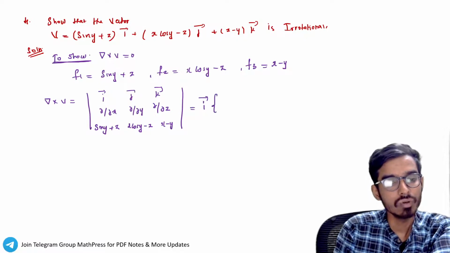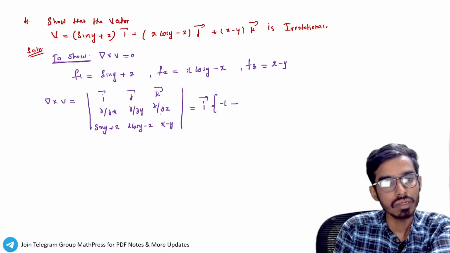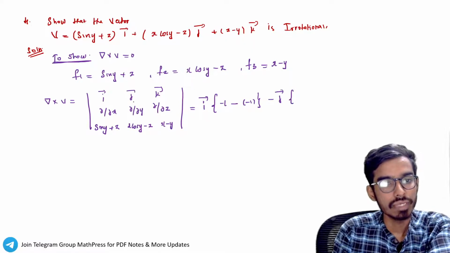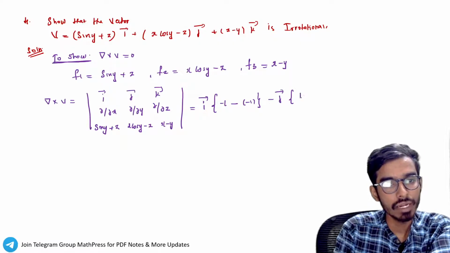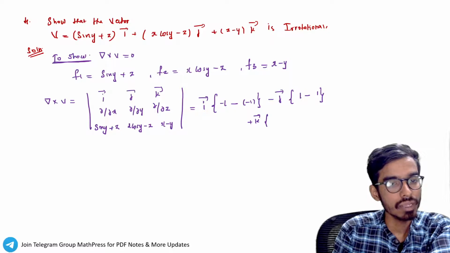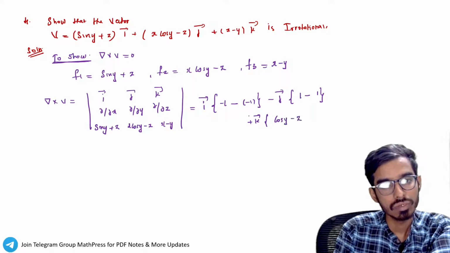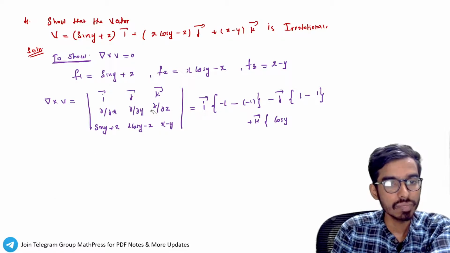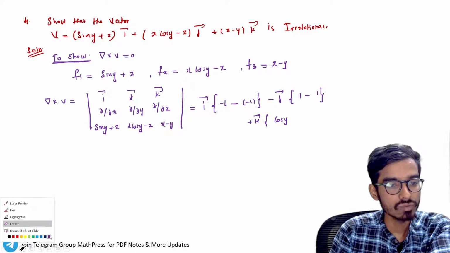So this will be i vector into, with respect to y, this will be minus 1. With respect to z, this will be 0. This will be minus 1 again. Minus j vector into dou by dou x of this will be 1, minus dou by dou z of this will be 1 again. Plus k vector into dou by dou x of this, so this will be cos y, because derivative of x is 1 and cos y is constant. Minus dou by dou y of this, derivative of sin y is cos y. So in between we have minus.